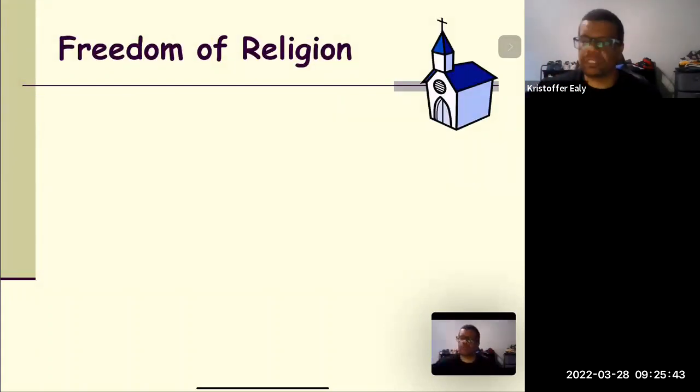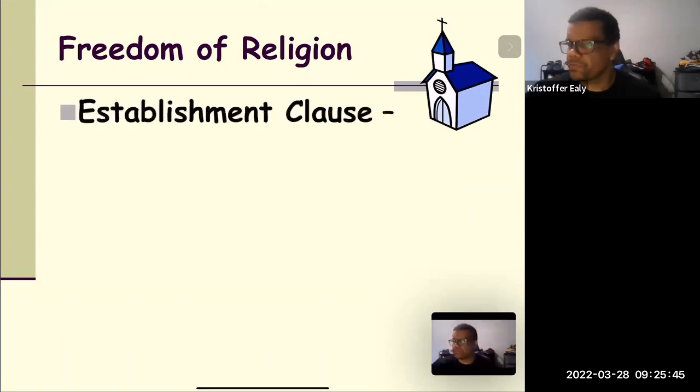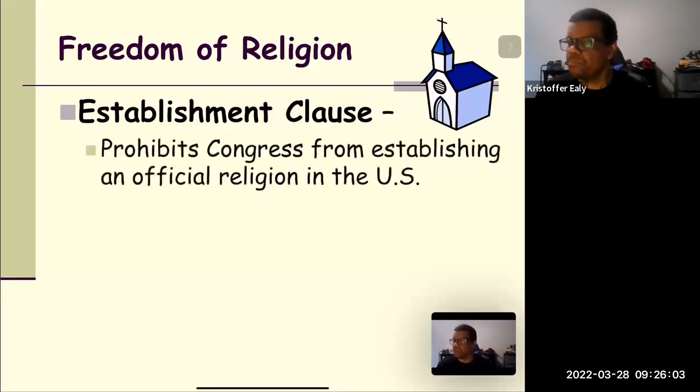So freedom of religion. Let's talk about this for a second. We've got 2 clauses in the freedom of religion portion of the First Amendment. The first clause is the Establishment Clause. So what is the Establishment Clause, you ask? It prohibits Congress from establishing an official religion in the United States.